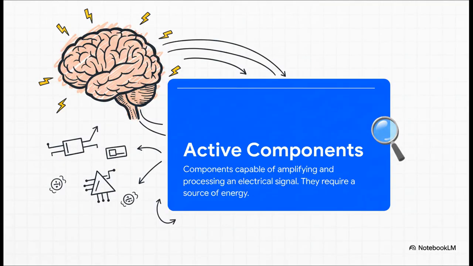And then you've got the active components. Now these are the brains of the operation. Unlike the passive ones, they can actually control the electricity. They can amplify signals, they can switch them on and off. They're like the traffic cops or the gatekeepers. The one catch is, they need a little sip of power themselves to do their jobs.